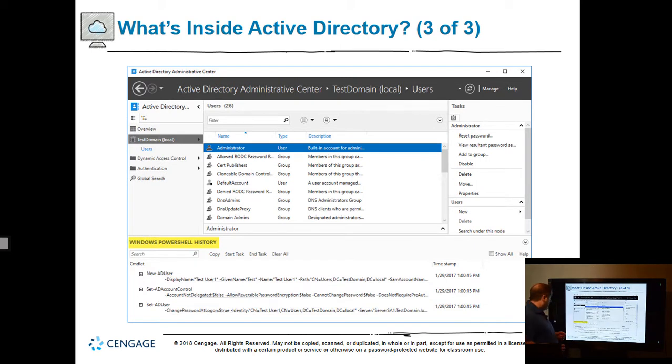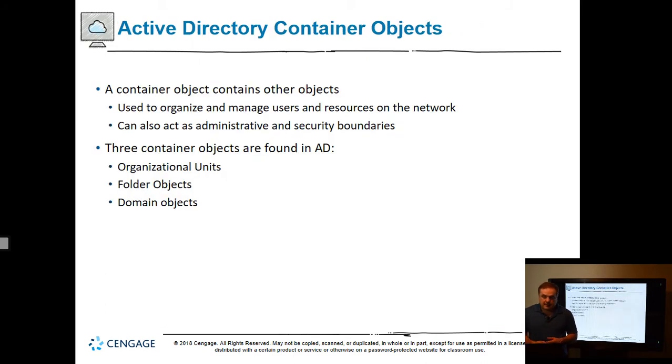All right, so here we've got Windows PowerShell History. Anytime somebody has a PowerShell run, then you can go ahead and see what the history of that was. And even if you run it as a GUI, you'll see the PowerShell history of what it did in the background. A container contains other objects. So we've talked about organizational units. Now let's talk about containers. Used to organize and manage users and resources. And it can also act as administrative and security boundaries. So there's three different types of containers. Organizational units is one of them. Then also we've got folder objects and we've got domain objects.